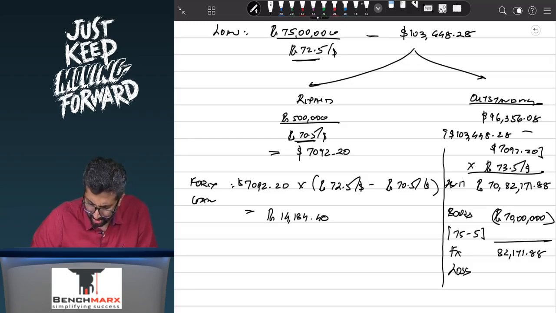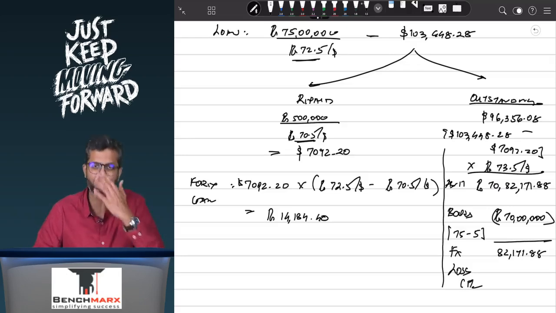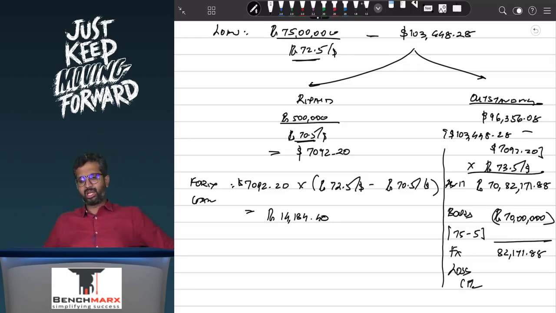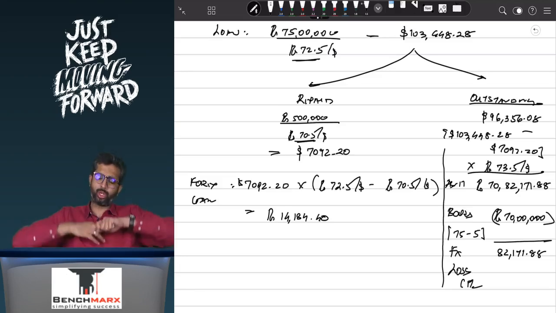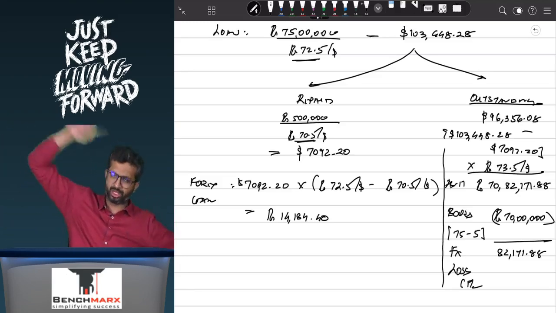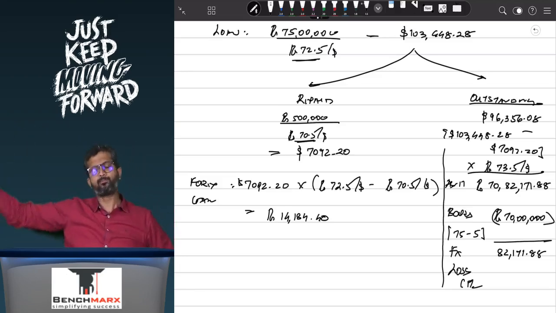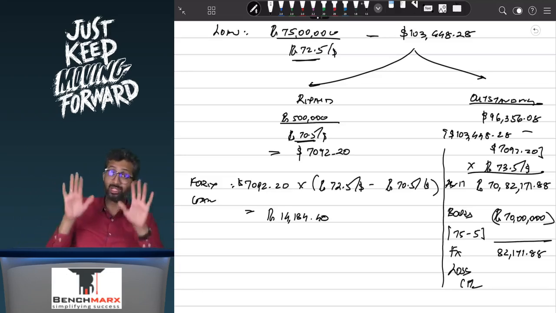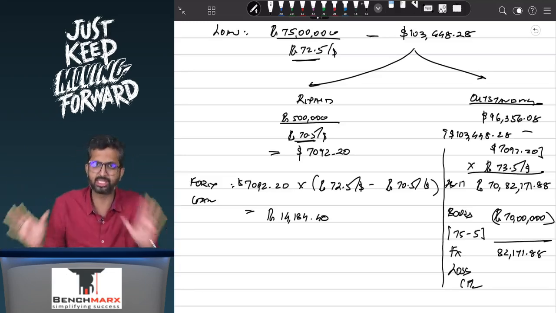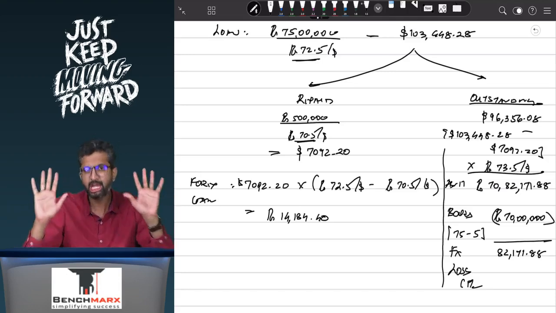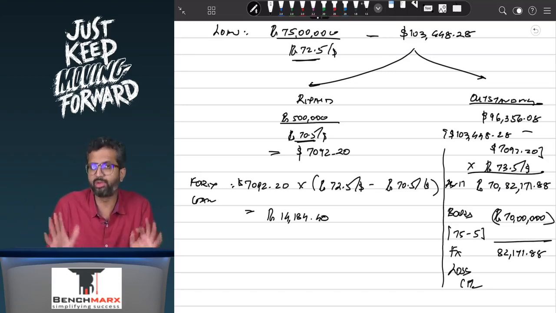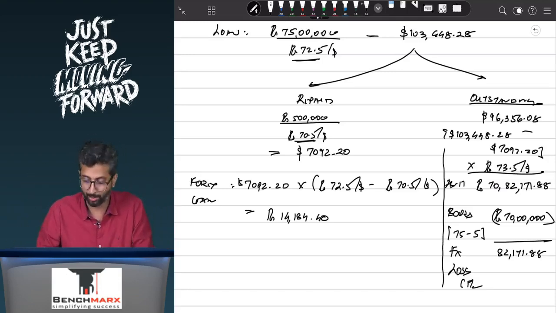82,171.88. Now in my limited understanding, an alternative treatment is possible, because ideally one can say that this 96,356.08 in your books must be at 72.5, and hence whatever is the excess would be taken as a gain or loss. But the Institute has not done that. So to keep consistency with the Institute, if a similar question comes, do it the way the Institute does, though an alternative treatment in my opinion is possible, and in fact more appropriate as well.